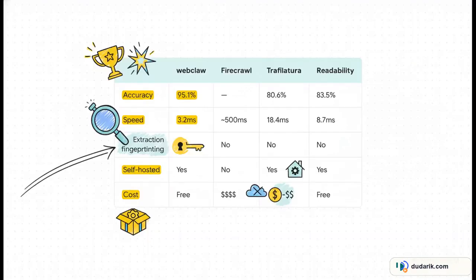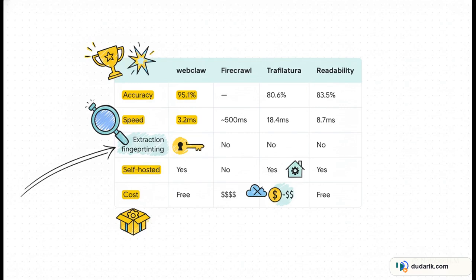This is the Webclaw difference in action. Man, this benchmark chart just tells the whole story, doesn't it? First, look at extraction accuracy, 95.1%. That's way better than the other tools. Now, look at the speed. For a pretty standard page, 3.2 milliseconds. That's not just a little faster than a cloud service like Firecrawl at 500 milliseconds. That's a whole different league.